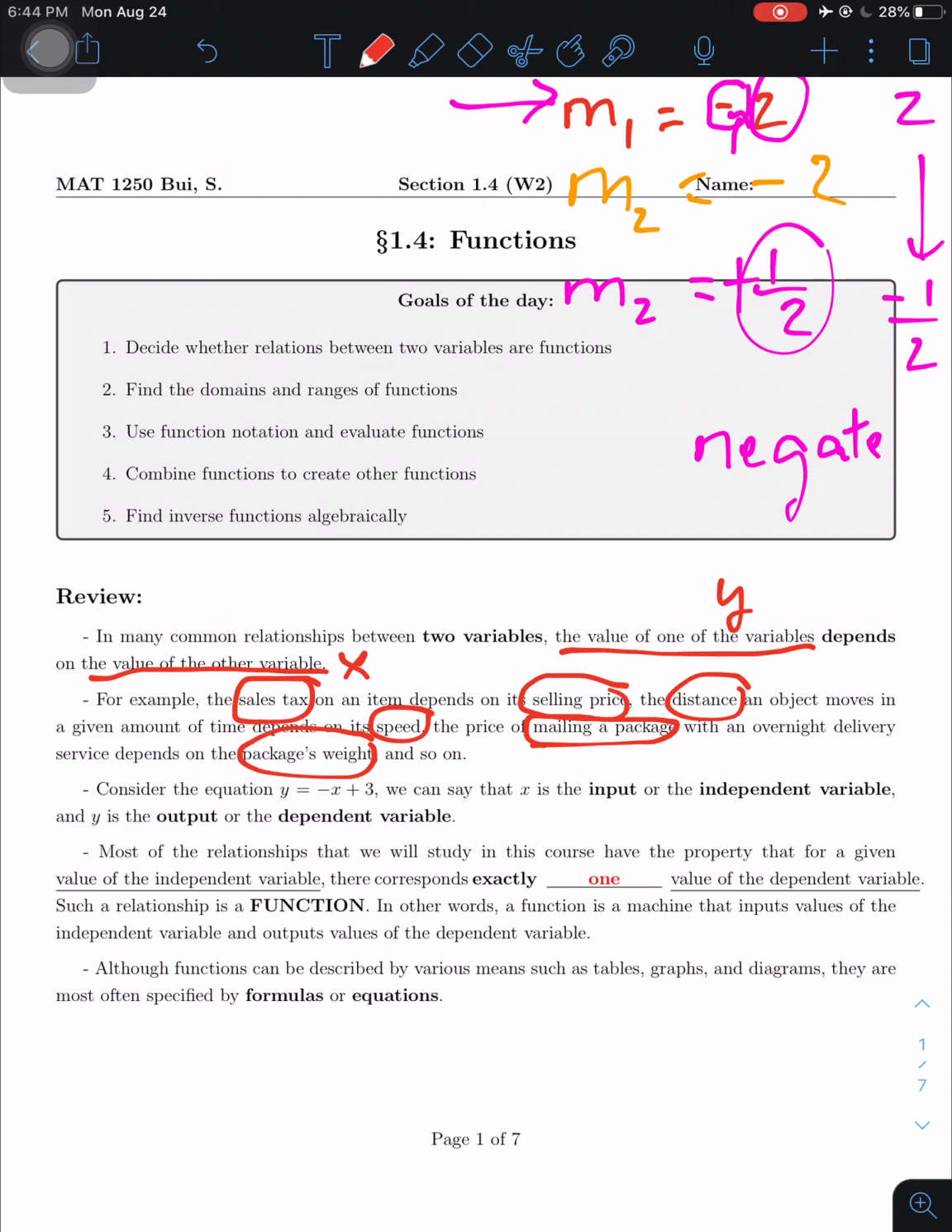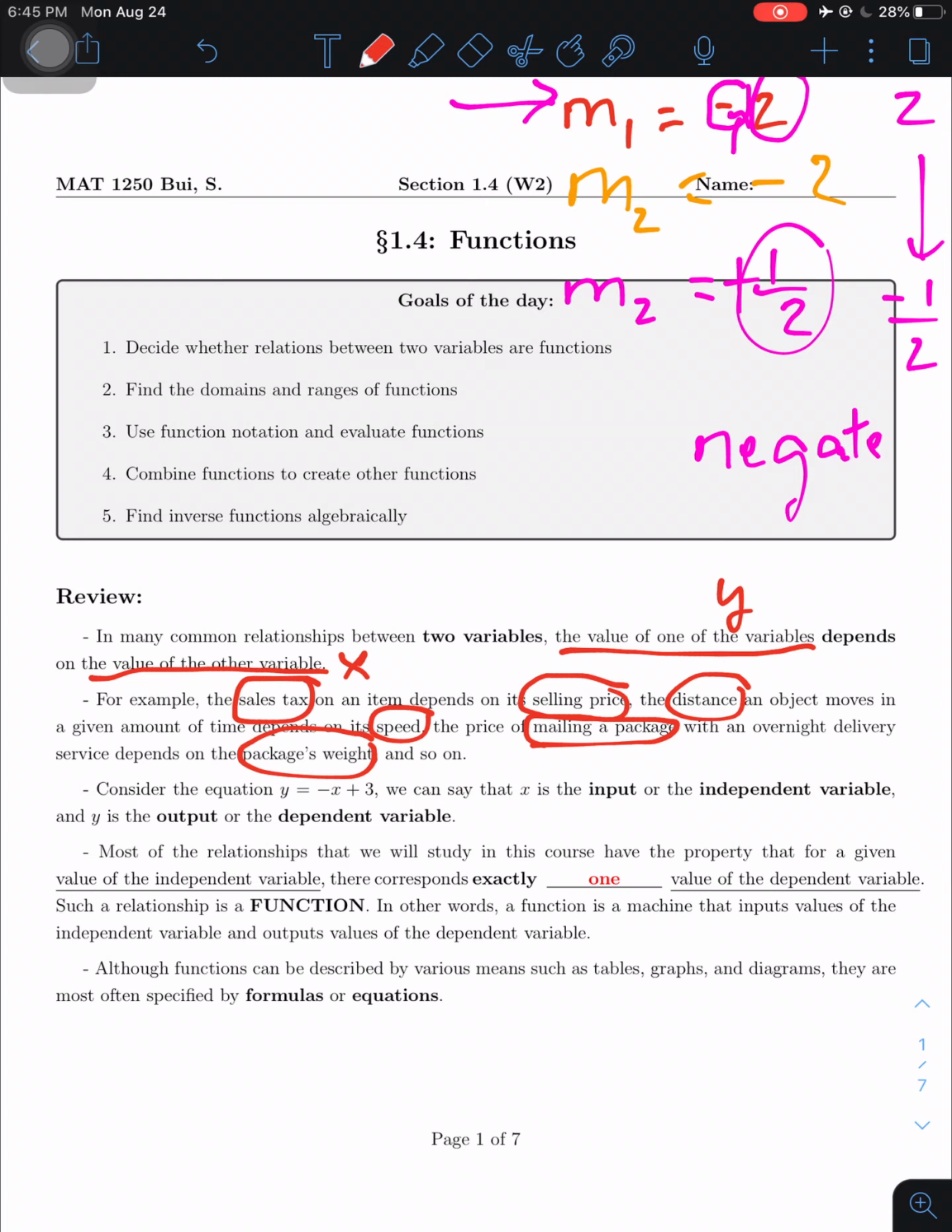Like the grade that you get in a class depends on the amount of hours that you study for the class, and how good your food is depends on how much salt or sugar you put into your cooking recipe. Okay, you can find a lot of examples like that in real life. It's around us everywhere.